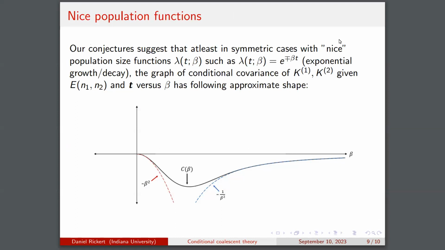Furthermore, for certain nice population models characterized by an additional parameter beta, such as exponential growth or decay with rate beta, we can understand the rough behavior of the correlation of K1 and K2 as beta goes to 0 and beta goes to infinity. For instance, we know that the covariance of K1 and K2 is 0 to first order in beta as beta goes to 0, and we have an analogous result as beta goes to infinity, and we suspect, based on a previous conjecture, that the covariance will be negative for all values of beta.